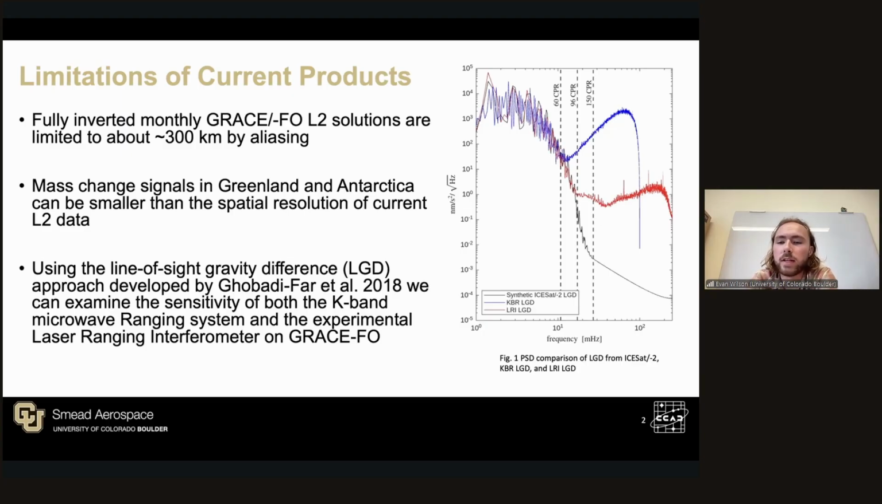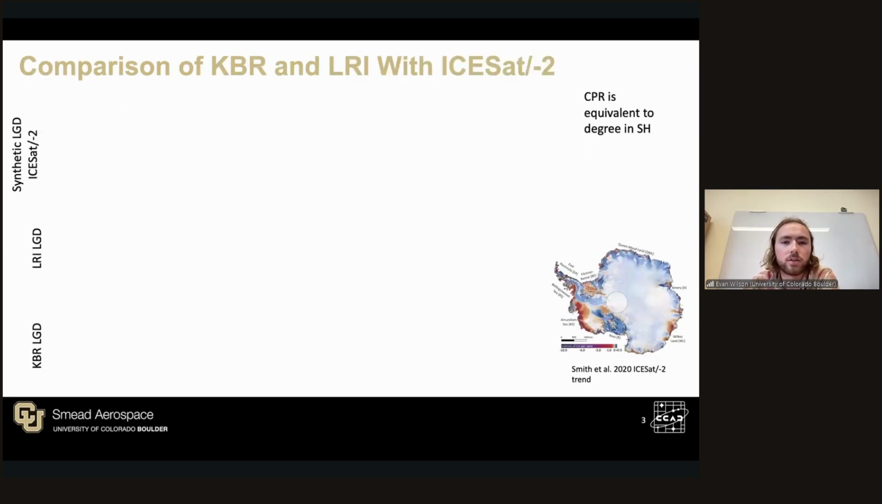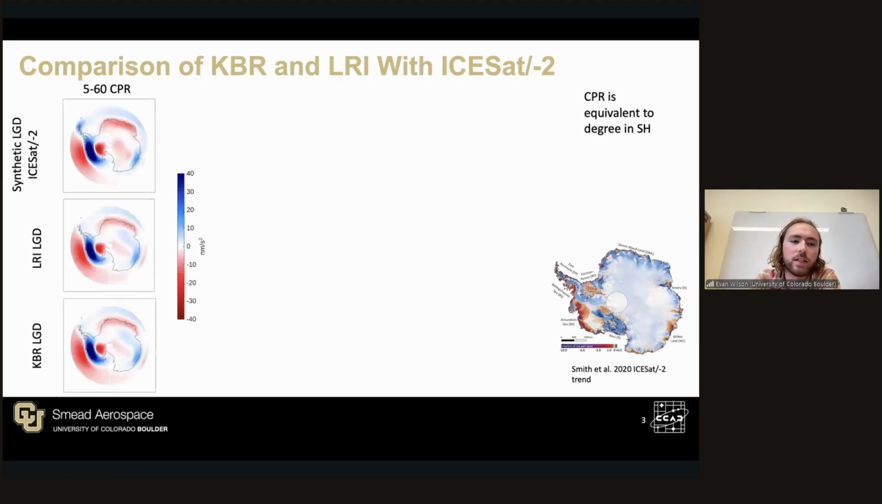But what we want to do is see spatially how this kind of PSD manifests, especially in the Arctic. So to compare the KBR LGD and LRI LGD with each other, I've used an ICESat-2 mass change grid from Smith et al. 2020, which uses ICESat and ICESat-2 data for Greenland and Antarctica from the period of 2003 to 2019 to create a mass change trend. And I've generated synthetic LGD from this mass change grid to compare with LRI LGD and KBR LGD.